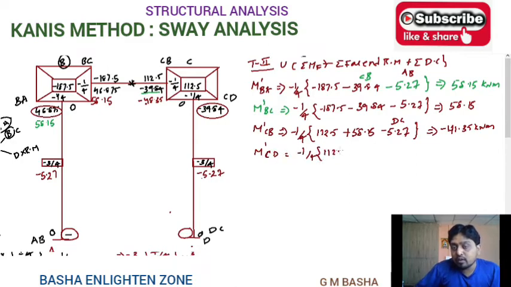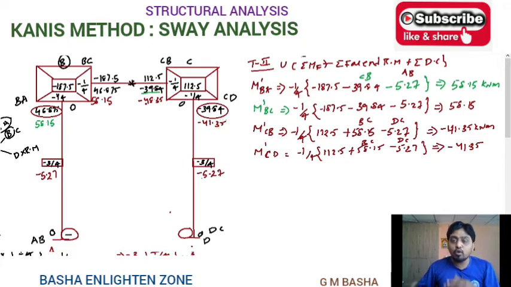Sum of the moments will be 112.5 plus foreign rotation moments, which was at CB, is 58.15. This is BC, this is also BC, and displacement contribution will be minus 5.27, which was at DC. So if you simplify, you will get minus 41.35. This is minus 41.35. Similarly, you can go for second story displacement contribution.